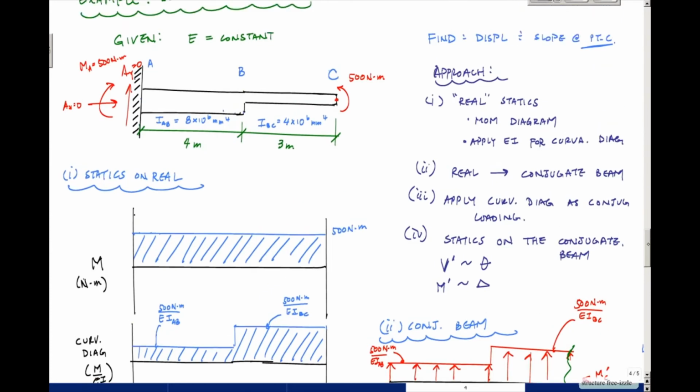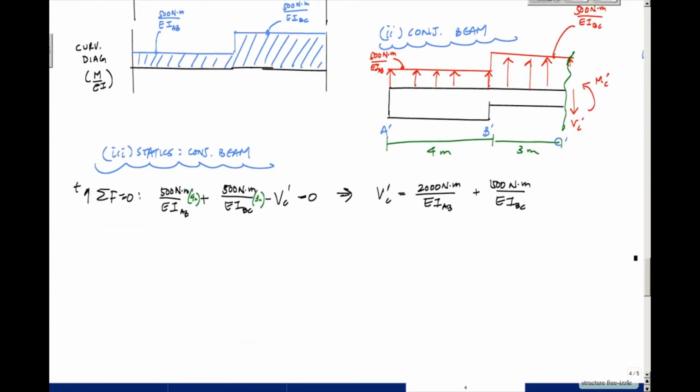And I did the distances correctly. I'd use the 4 and 3 in the right order right here. And this right here is the same thing as the rotation or the slope at point C in the real beam, okay? All right, and I'm going to tell you in a second what this positive result means, okay?